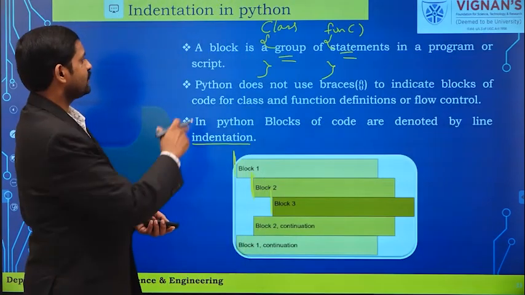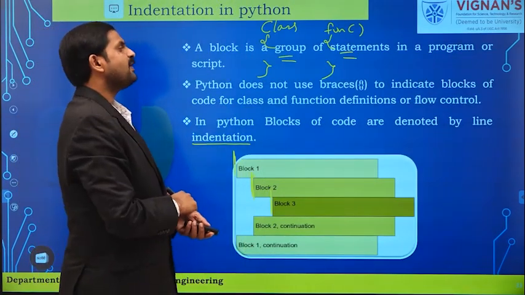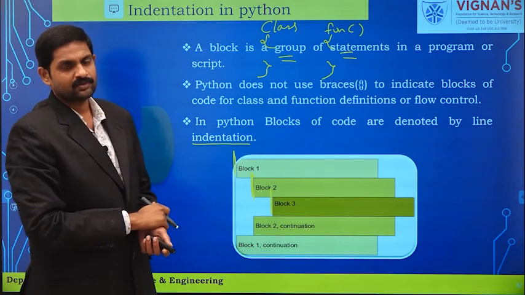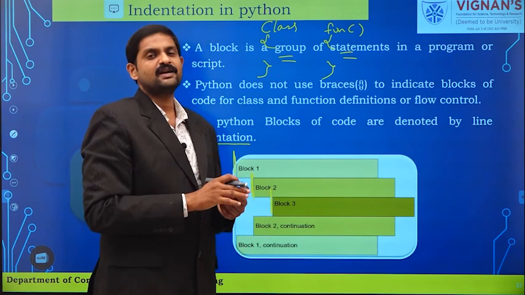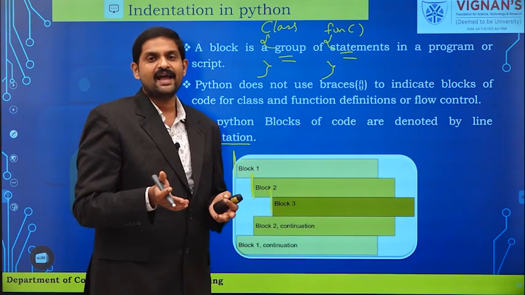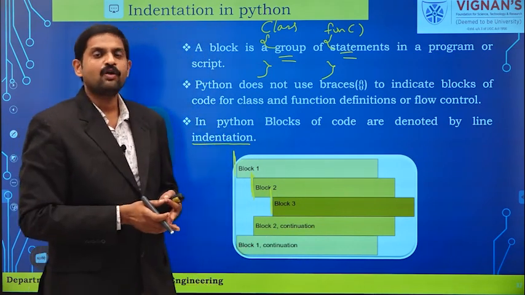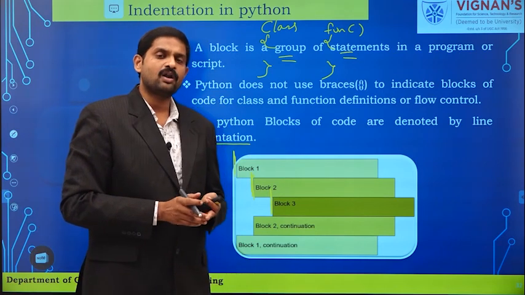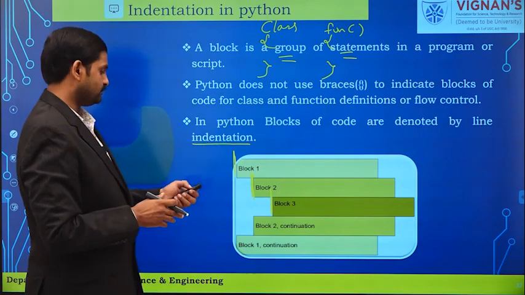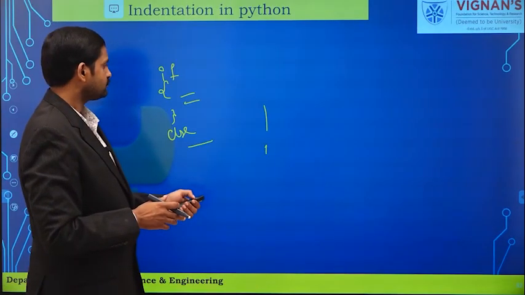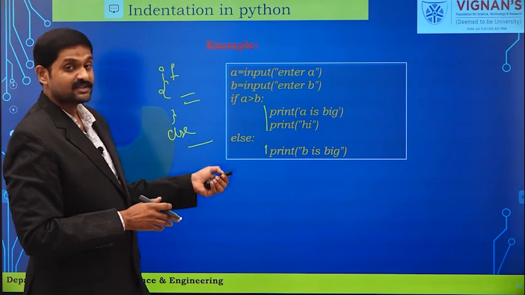Here you can see a block is a group of statements in a program. Python doesn't use braces to represent the blocks of code for class, function or flow control. Blocks of code are denoted by what? Line indentation. Okay, here we discussed this example.